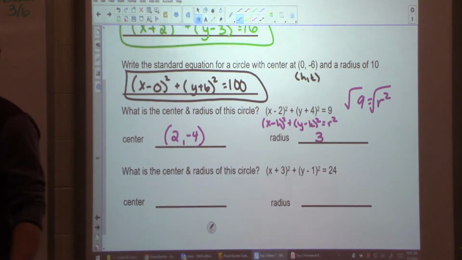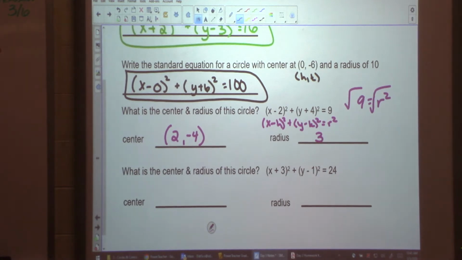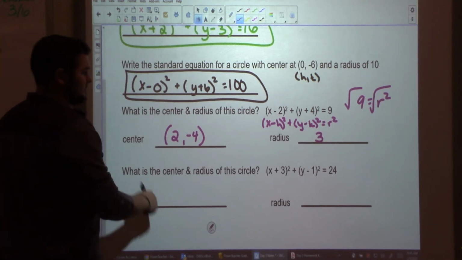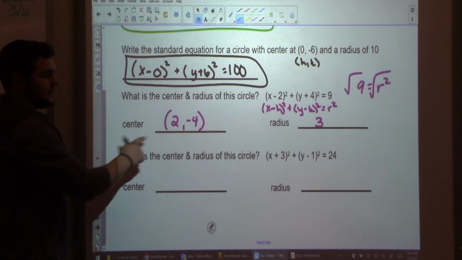Now, those of you who weren't here yesterday, last unit when we took the square root of 9, we got 3 and negative 3, right? We have two answers. Why are we just taking positive 3 in this case? Because we can't have a negative distance, right? I can't have negative 3 for radius. It's impossible. No matter what direction I go, my radius is still a positive 3. It's a distance.